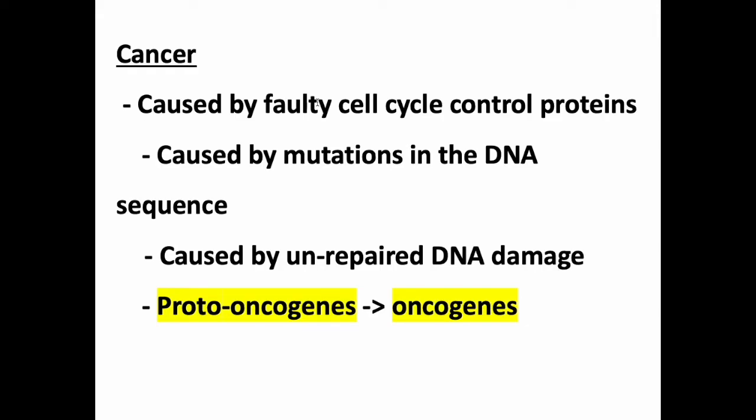There are a couple of terms here: proto-oncogenes and oncogenes. You may recognize the prefix onco. Onco means cancer. So a medical doctor specializing in cancer is an oncologist. A medical facility specialized for cancer patients is an oncology clinic. Onco means cancer. So oncogenes are genes that cause cancer.